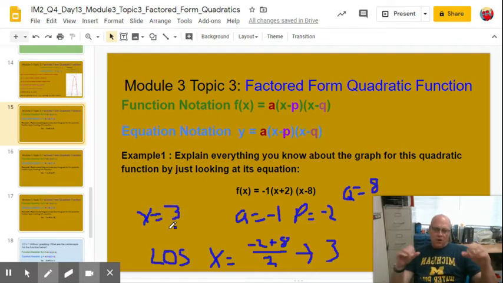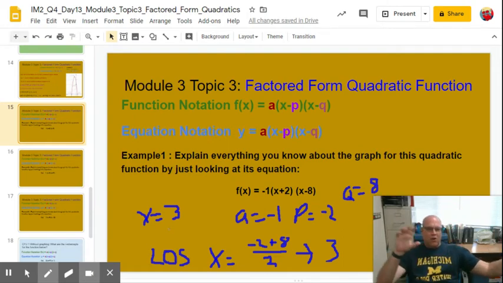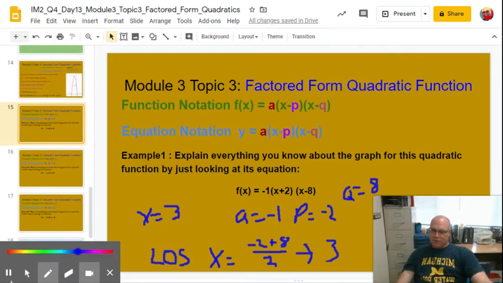All right, so we know that the line of symmetry is x equals 3. We know that the parabola crosses at (8, 0) and (-2, 0). All right, let's go to the next one.